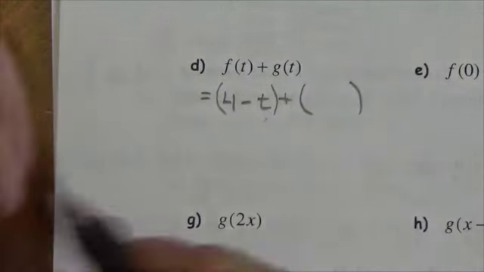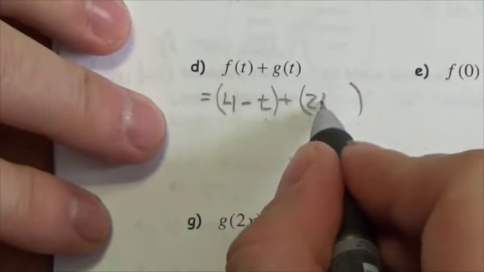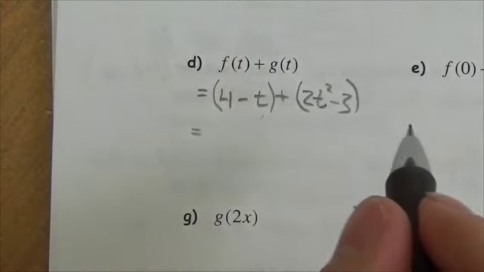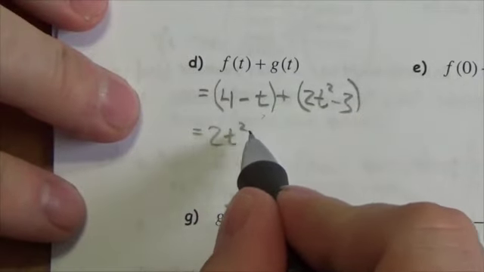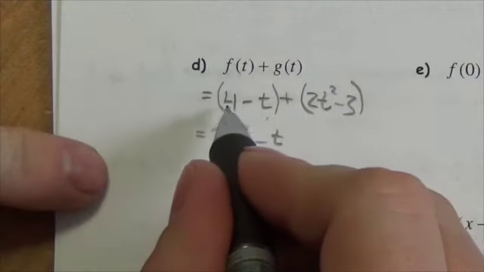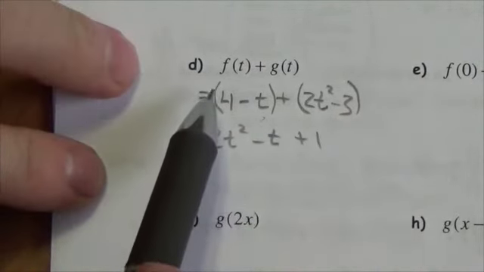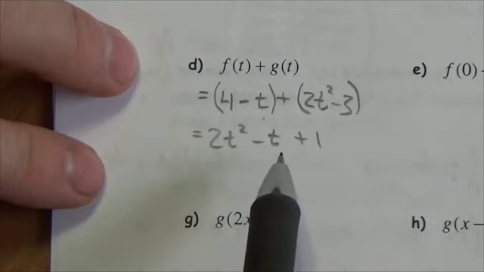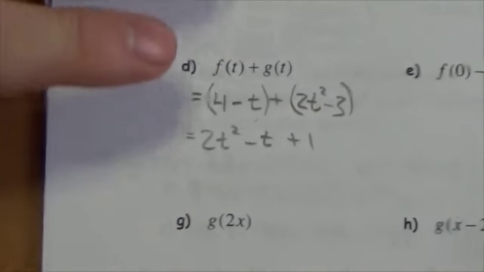G is going to be 2 times the independent variable squared, in this case the independent variable is t, minus 3. And now I would add those together, and I'll put it in standard form here, so the 2t squared will come first, minus t. The only like terms are the constants here, so 4 plus negative 3 will be positive 1. So that's what we get when we add f of t to g of t: 2t squared minus t plus 1. That is what this is equivalent to.